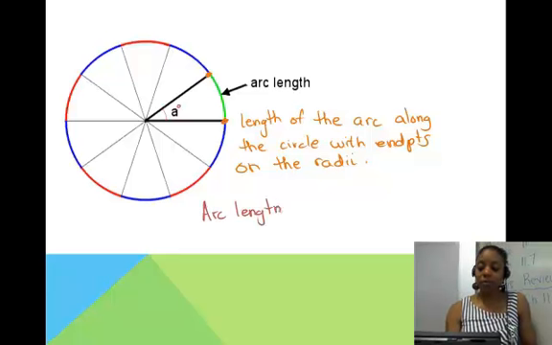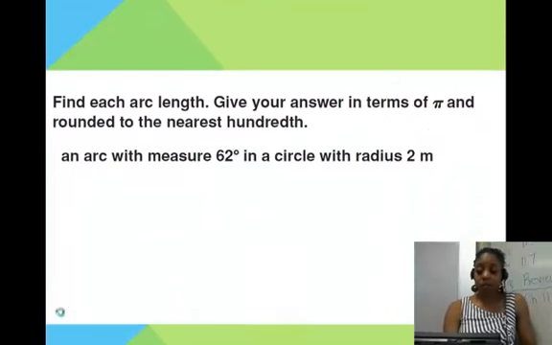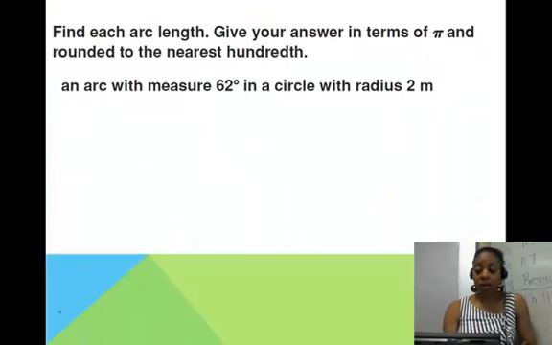can be found by doing that portion of 360, so A out of 360, and your book may use a slightly different letter, but it's a portion of the circumference, which is 2 times pi times r. It's not a portion of the area. So it's just a portion of the circumference. So now we're going to find the arc length. We're going to give our answer in terms of pi and round it to the nearest hundredth.